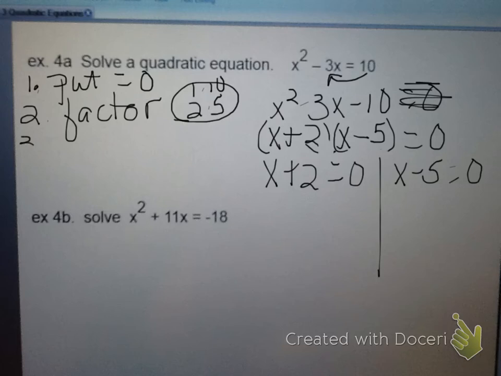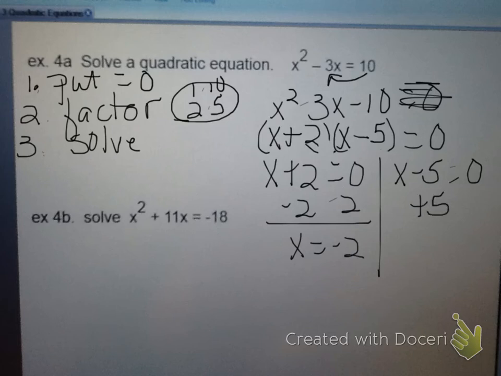So step 3 is solve. I'm going to subtract 2. So x is equal to negative 2. Here, add 5. And I get x is equal to 5. Example 4b, I'm going to add 18.